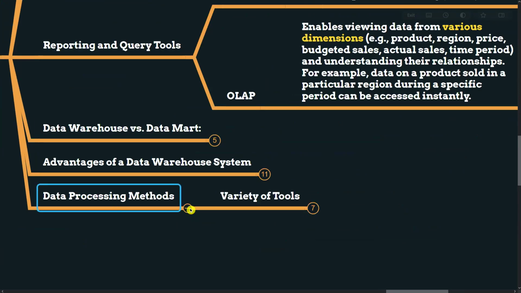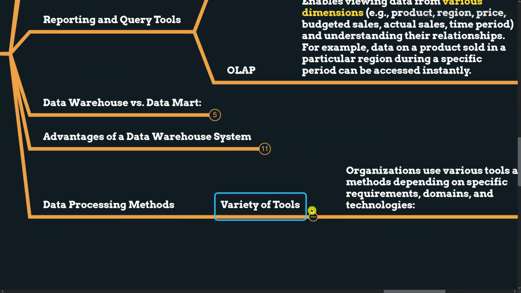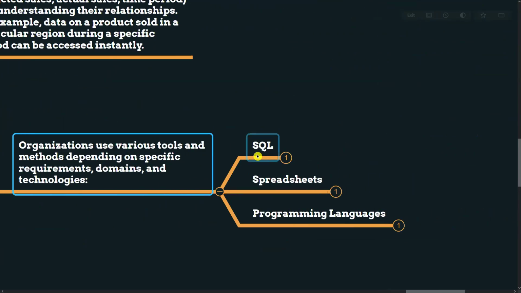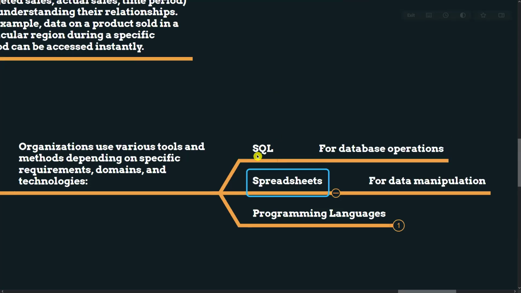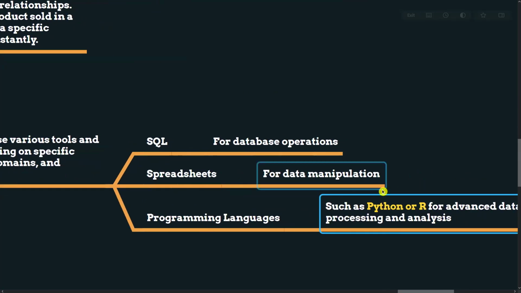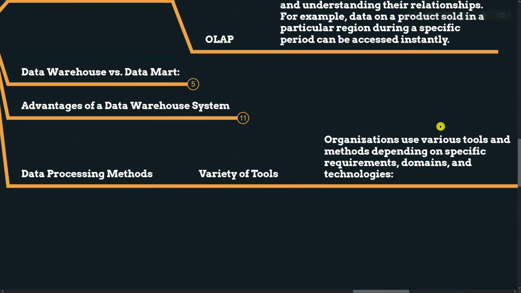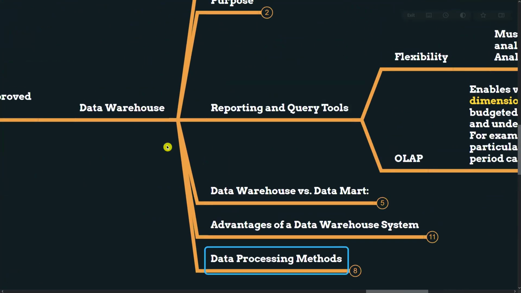And now data processing methods. When we are trying to process our data, there are a variety of tools. Organizations use various tools and methods depending on specific requirements, domains, and technologies. These are very important tools, guys. We have SQL for database operations, and spreadsheets for data manipulation. Spreadsheet means nothing but Excel sheets. Then programming languages, Python and R. Remember these words, okay? Python and R are both data analytics languages. So these are the data processing methods.